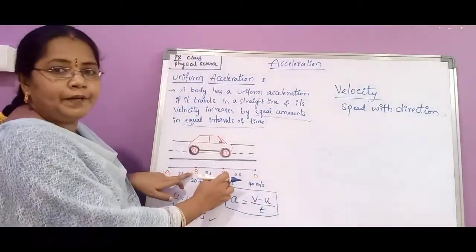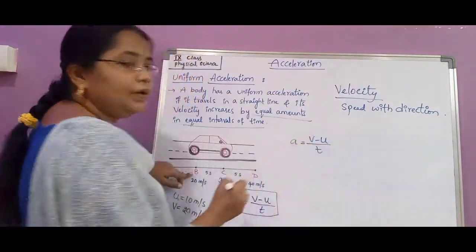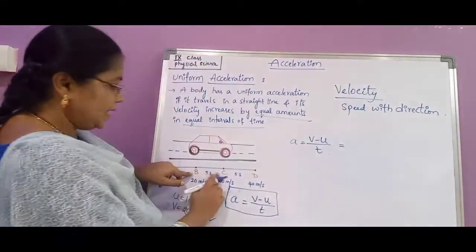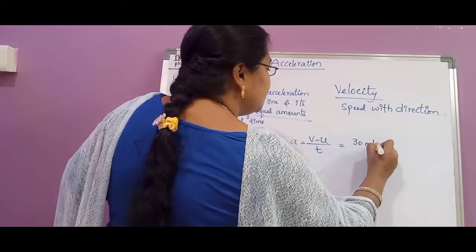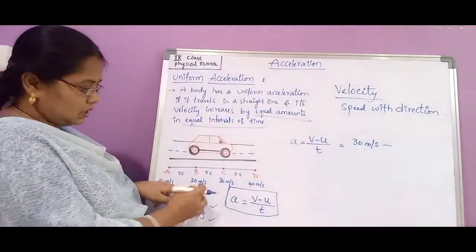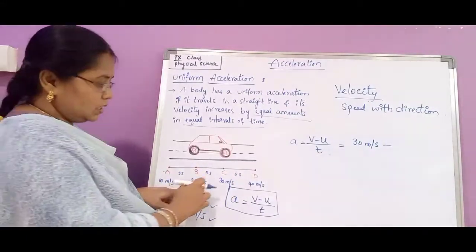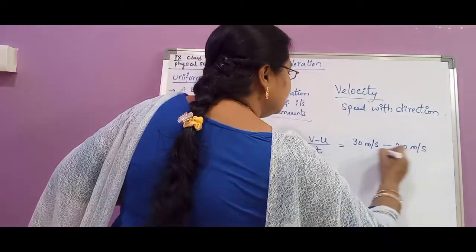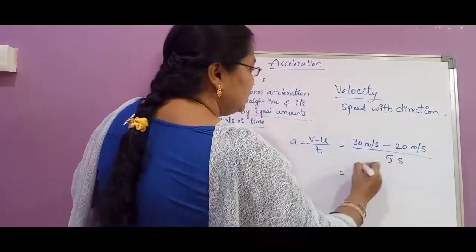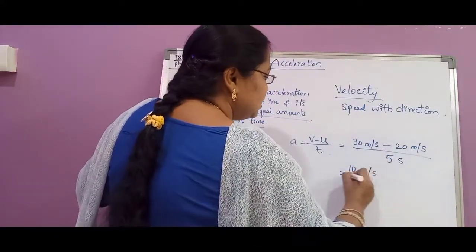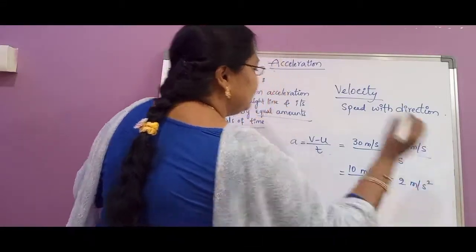If you want to calculate from point B to C, the acceleration a is equal to v minus u by t. Again, we are going to use the same formula. So v here is the final velocity, that is at C. At C, it is traveling with 30 meter per second, minus u, the initial velocity, because we are considering the travelling of the car from B to C. So here B will be the initial velocity, that is 20 meter per second. And again, the equal intervals of time. Here again, it is taking 5 seconds. So 30 minus 20, that is 10 meter per second, by 5 seconds. Again 10 by 5, that is equal to 2 meter per second square.